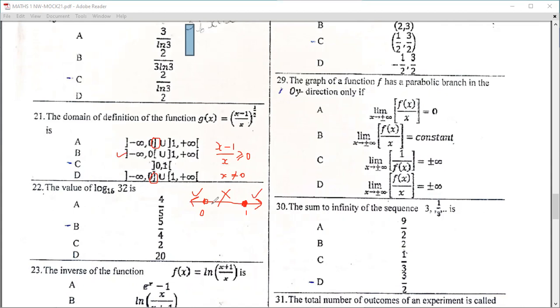And from 1 to positive infinity. Now we can begin to see that if you look at this, 1 is included, so this is the correct answer, but here 1 is not included, so this one is wrong. So our domain of definition is this. So the answer here is D. So you have to be very careful with this one.